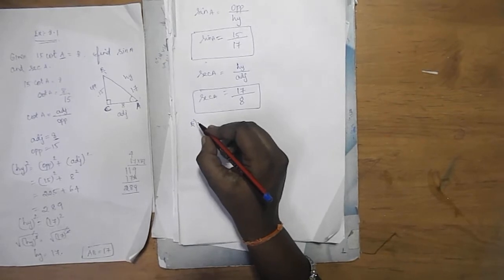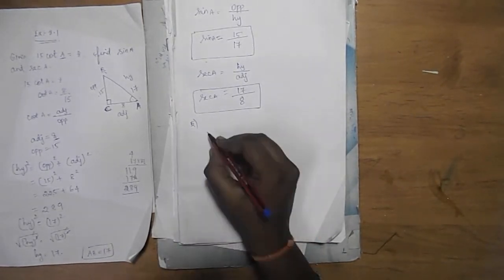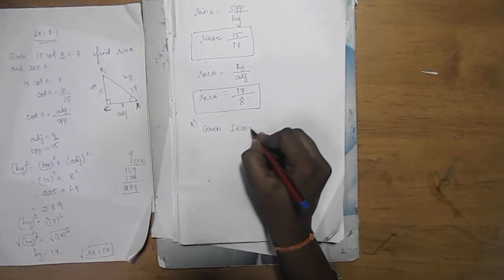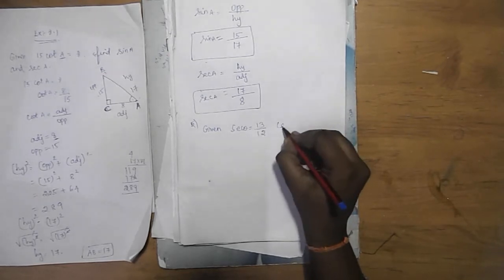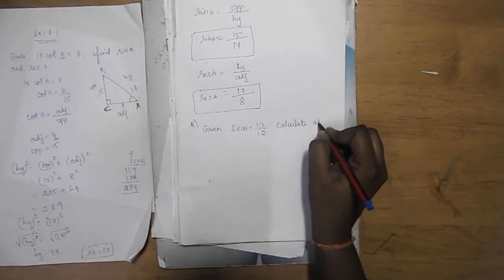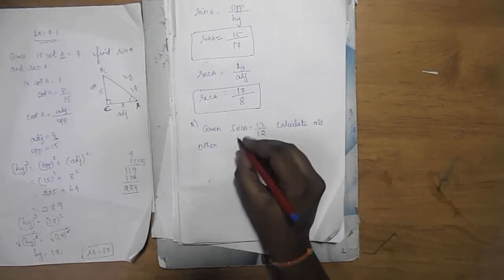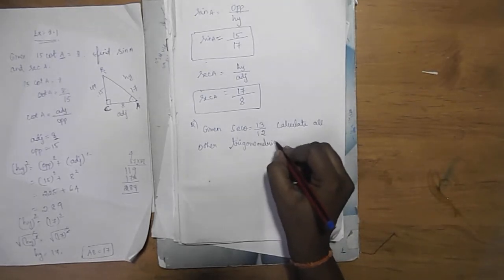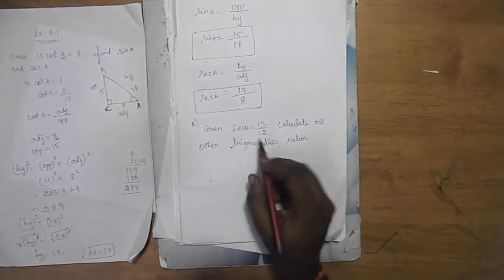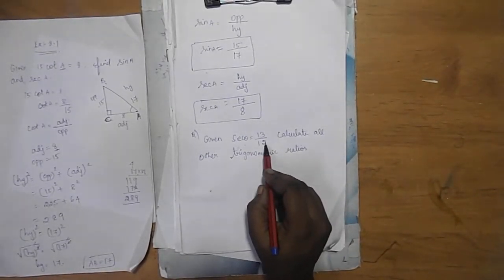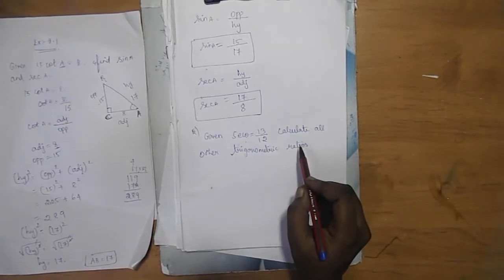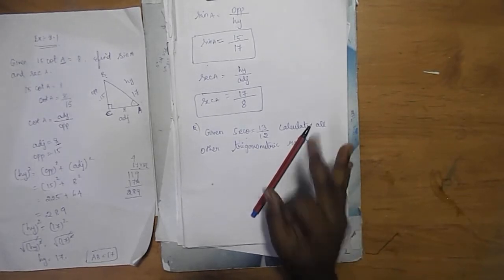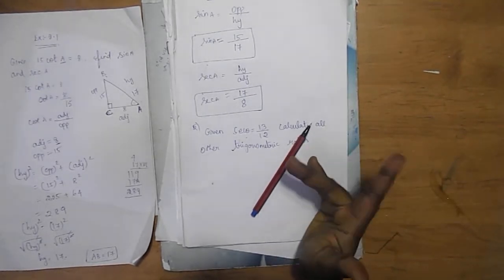Next question number 5. Okay. Question is given: secant theta equal to 13 by 12. Calculate all other trigonometrical ratios. Okay. So secant theta equal to 13 by 12 is given. So find out the other trigonometrical values. So overall 6 trigonometrical values. Now we need to find out the sin theta, cos theta, tan theta, cosecant theta and cot theta values.